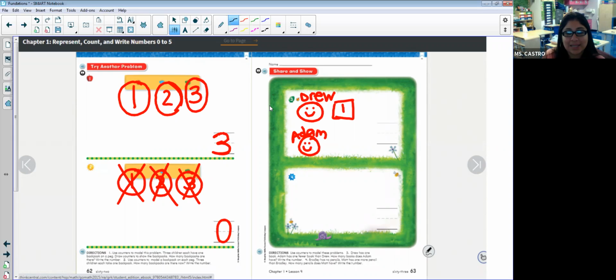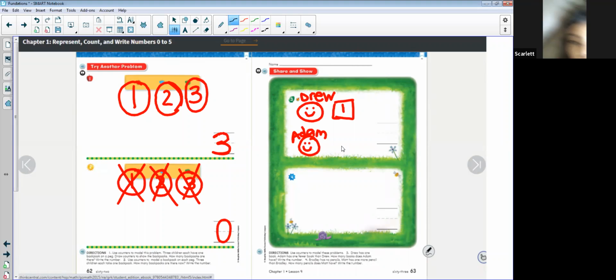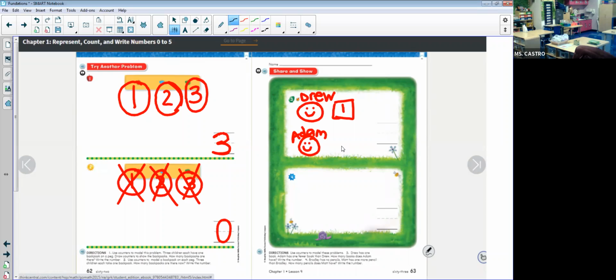So Adam has 0 books. I don't need to draw anything for Adam because he doesn't have anything at all. So the question they're asking is, how many books does Adam have? Adam has 0 books. So 0 is what we're going to write on the line.